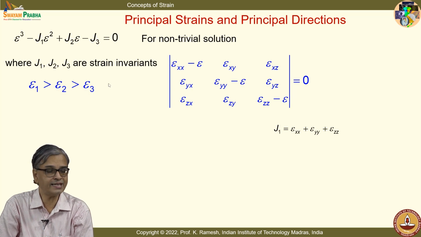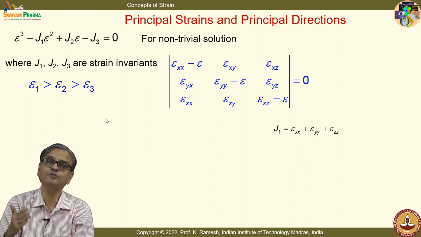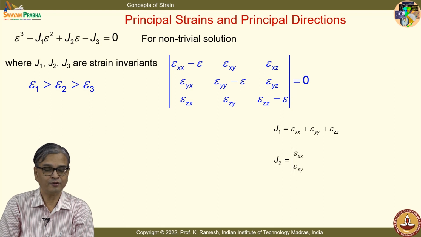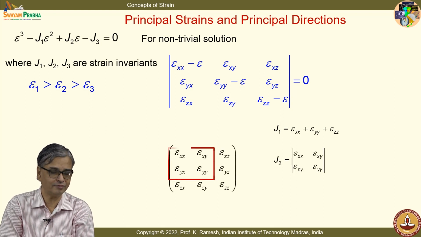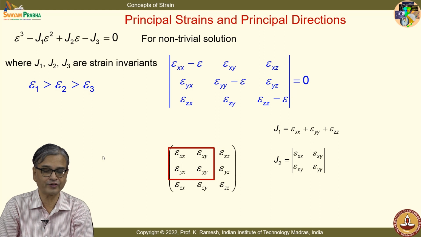Like what you have seen in principal stresses, here again when I get 3 roots of this equation, arrange them in the algebraic manner, you get epsilon 1, epsilon 2, epsilon 3. And you also know how to write I2. You can similarly write J2 and J3. I have shown one element of J2, epsilon xx, epsilon xy, epsilon xy and epsilon yy. You have to get the determinant of this, and this will have 3 elements.